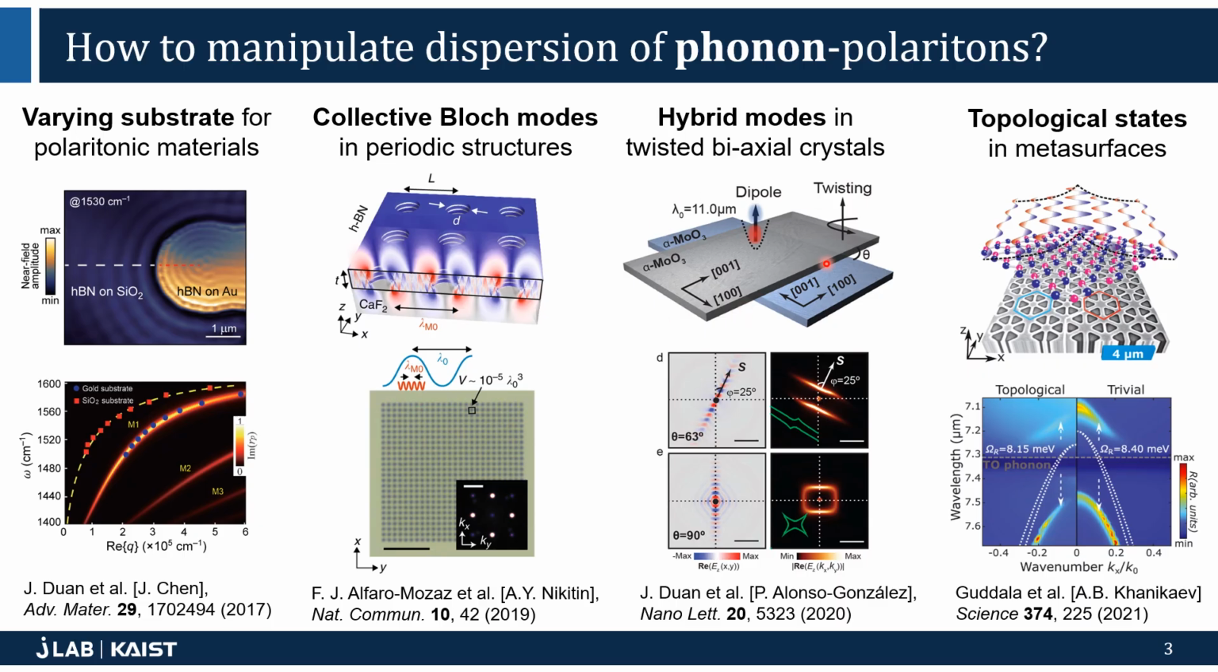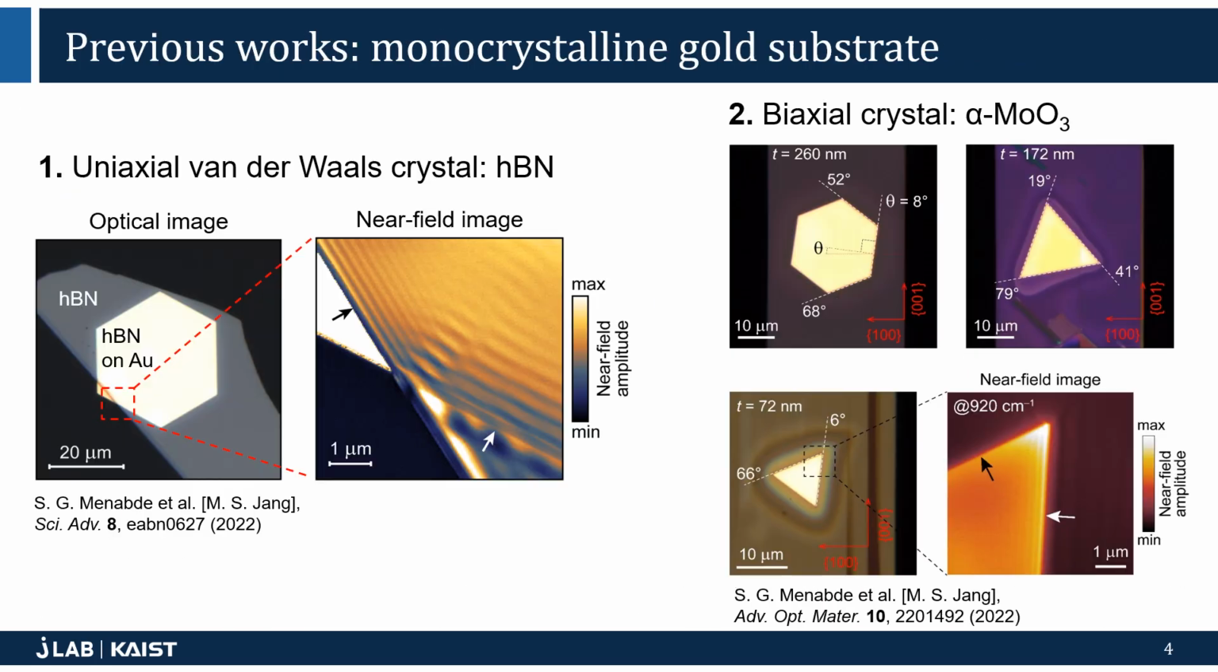In case of biaxial crystals, which support in-plane anisotropic phonon polaritons, their stacking and twisting leads to hybridization of modes between the layers. These hybrid modes have highly tunable dispersion, which depends on the twisting angle, as demonstrated here for the alpha phase molybdenum trioxide. Finally, topological edge states in artificially created topological boundaries also provide means to engineer dispersion of phonon polaritons. In previous works, we studied phonon polaritons in hBN and alpha-MoO3 placed on monocrystalline gold flakes.